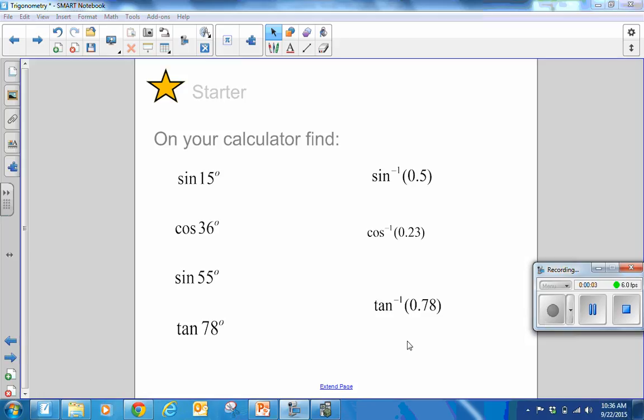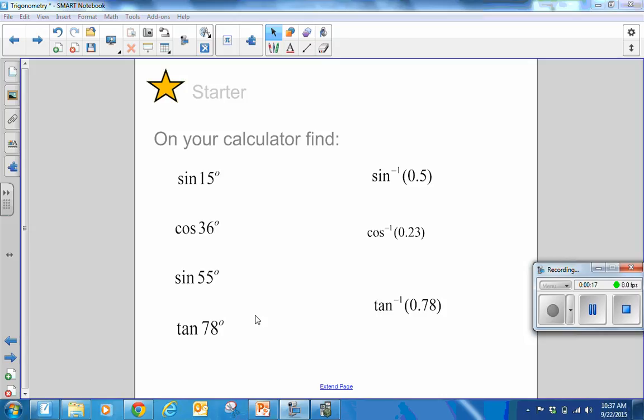Okay, so we were doing trigonometry, just the ratios. Now we're going to put it into practice. But before that, you need to use your calculator. So take out your calculator, stop the video and take out your calculator. And when you're ready, just continue the video.